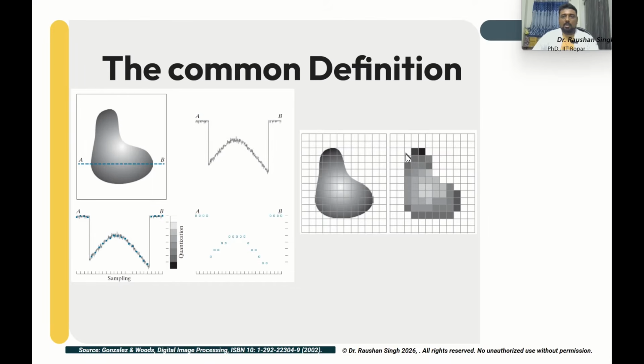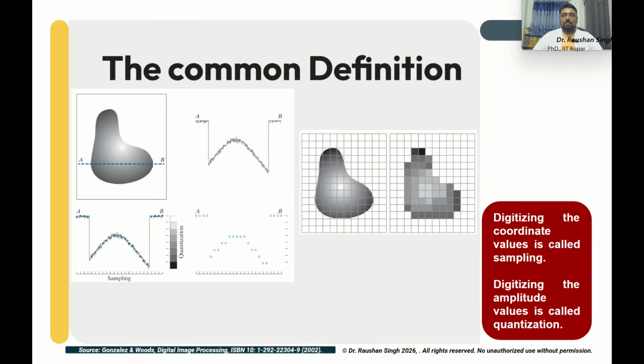So because of that it will be considered 0. But in this pixel you can see that the maximum part is covered, so this will be considered 1. So we have to make an equal representation coming from the quantization value, and you are able to see this digital copy of your input, whatever input you give. This is the basic working principle of all digital cameras. So digitizing the coordinate value is called sampling, because whatever coordinate value comes in x and y, that digitization is sampling, and digitizing the amplitude value is quantization.